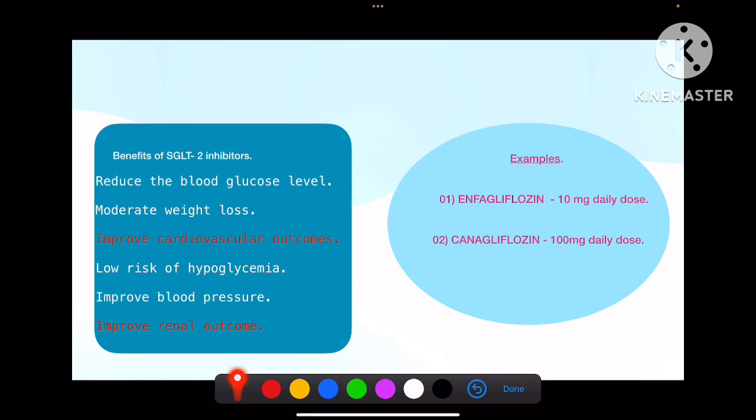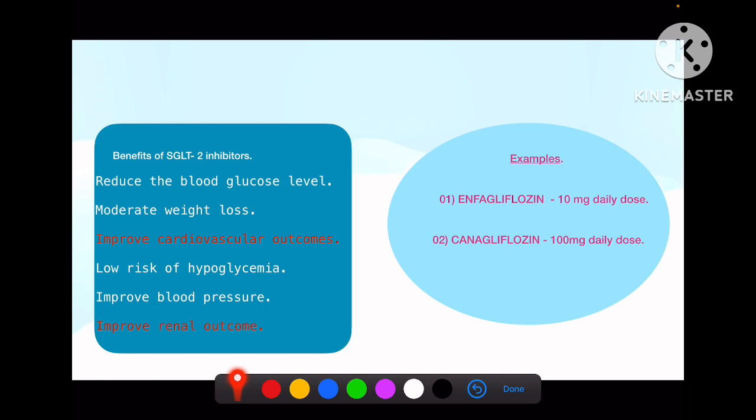So what are the benefits of SGLT2 inhibitors? They reduce the blood glucose level, and have a huge impact on your weight loss also. We can gain moderate weight loss, right? Very important one is improving your cardiovascular outcome. That is a very important benefit from this drug. Other one is improving your renal outcome, also a very important benefit. Two other benefits are improved blood pressure and low risk of hypoglycemia.